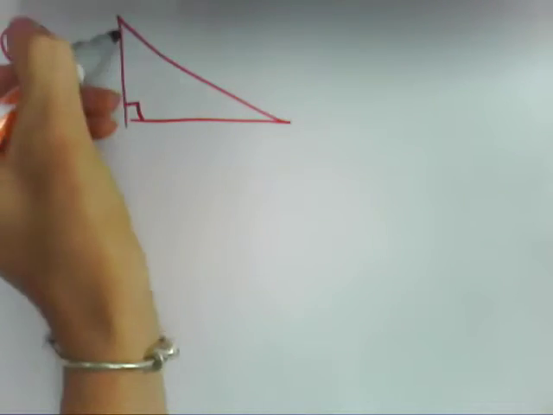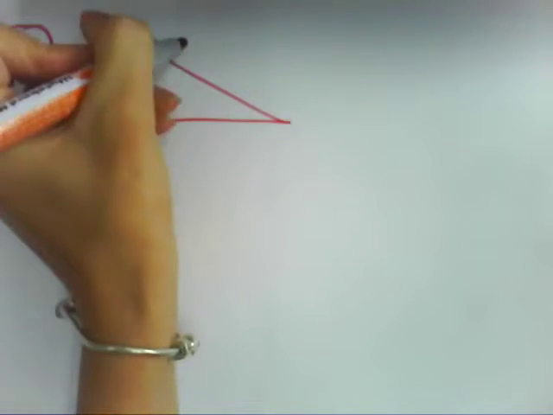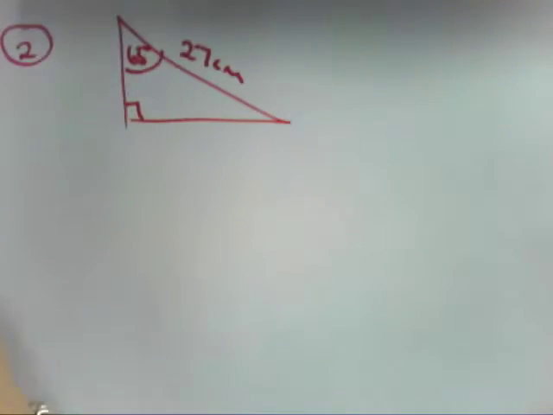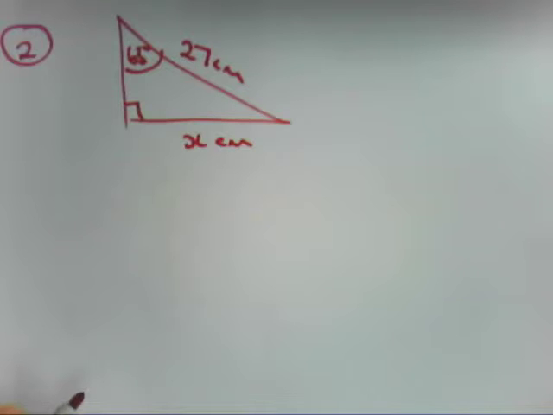The next one we're going to do, let's make up one more question. That was a cosine problem, wasn't it? Let's go for a different type this time. So number 2, let's go for this triangle. We'll have a big angle of 63 degrees here, 27 centimetres for a change, and x centimetres down here. Again, our problem is find x.